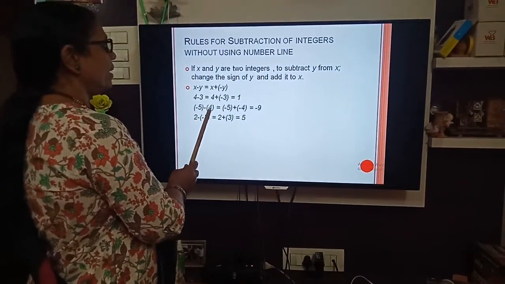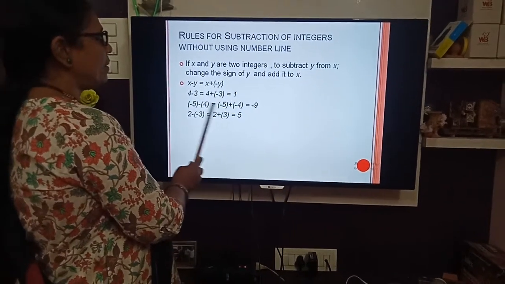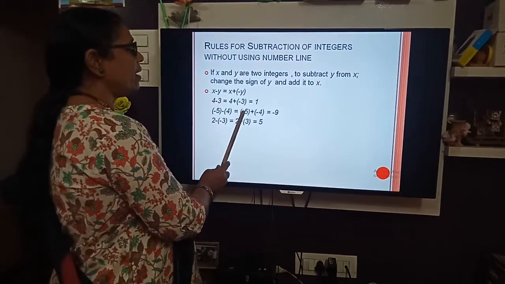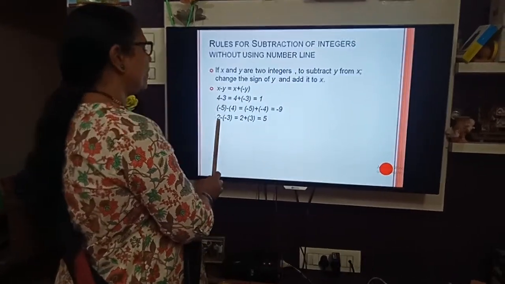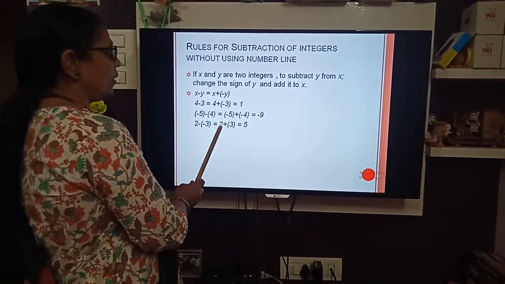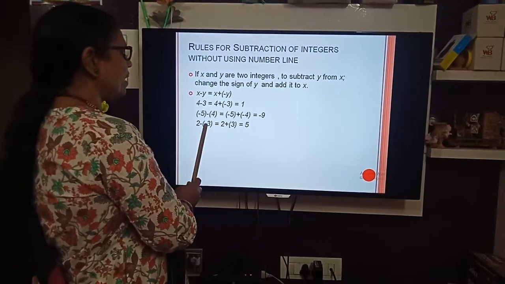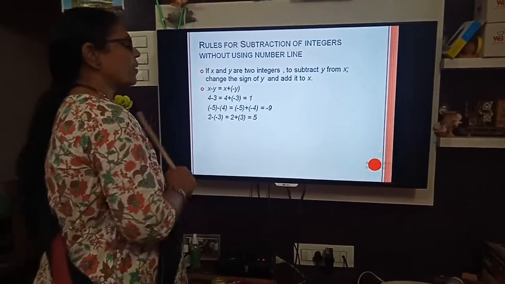Minus 5 minus plus 4. So I have to change the sign of plus 4 here. I changed it and added, so both are negative. I get the answer minus 9. 2 minus of minus 3 means 2 plus, here I am changing the sign of this minus 3, so it becomes 3, then the answer is 5.